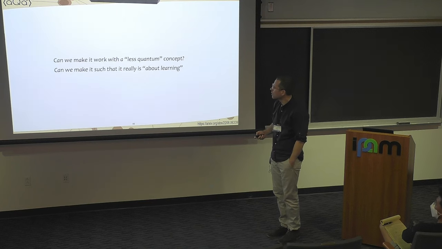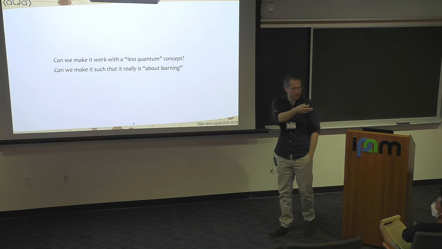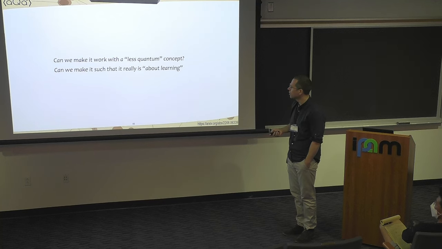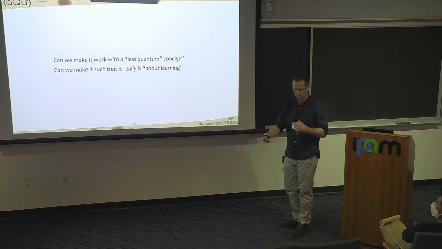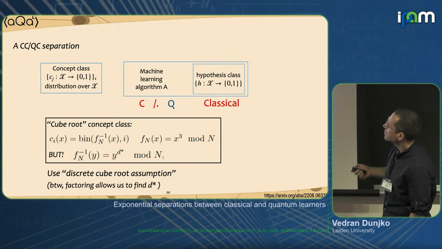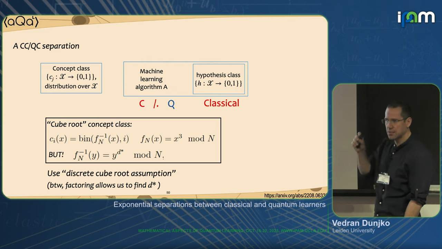Indeed. So now we're going to the place where Casper and I, mostly Casper, spent some brain power, to work with a less quantum concept and to make it more about learning. It turns out these two things go hand in hand. So here's an example of a CC-QC separation. In both cases, the hypothesis class is going to be classical.